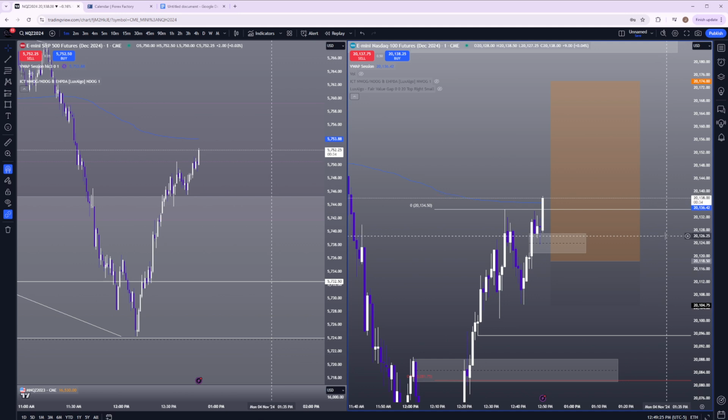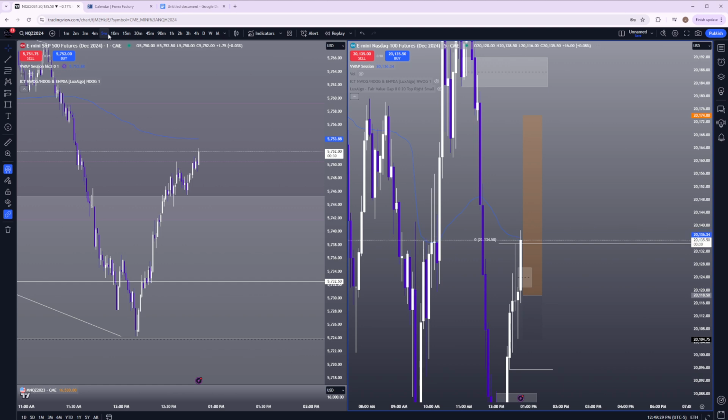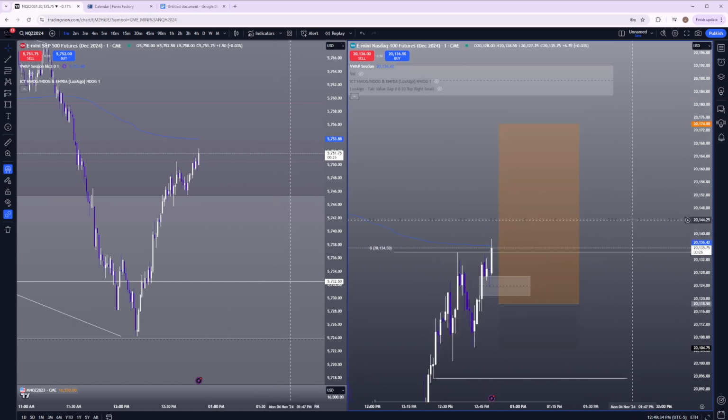All right, here we go. Let's break through VWAP, guys. Let's break through VWAP. Can we do it?